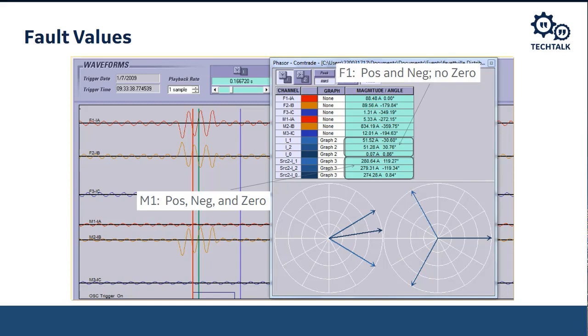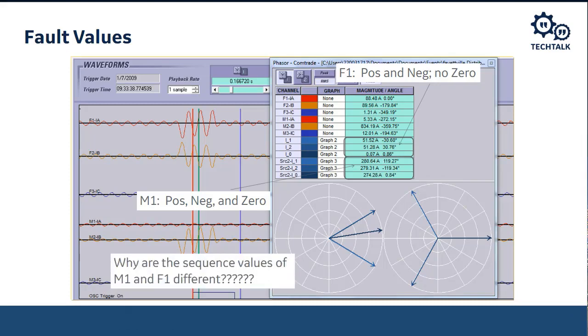On the transformer secondary, what I'm seeing is around 280 amps, and my positive, my negative, and my zero sequence quantities are all equal. They're all around 270 to 280 amps. So they're equal magnitude. So as a matter of review, let's take a look at why this is, right?